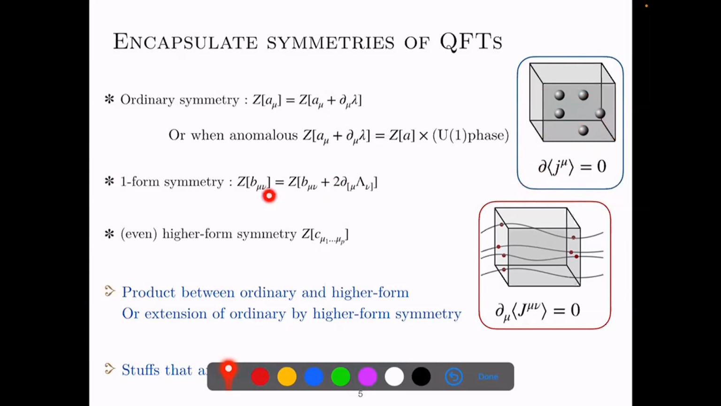For the one-form symmetry, you have the two-form gauge field. It's coupled to the two-form current when you integrate over the codimension 2 surface. Codimension 1 surface, sorry, codimension 2 surface of the theory. Then you get the number of flux that passes through this system.